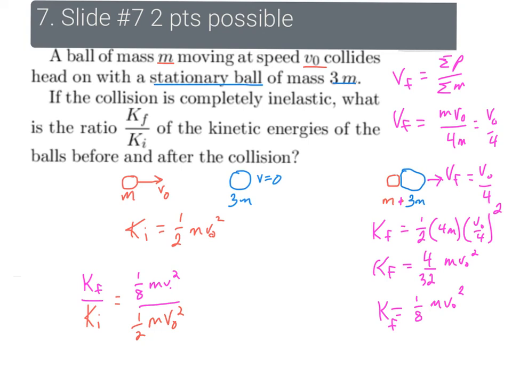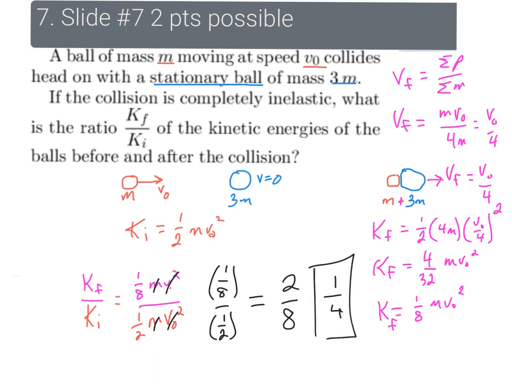Okay, so we can see fairly easily that the m's would cancel out, the v0s would cancel out, and then the only annoying thing is that we have a fraction over a fraction. So remember the trick of if you're dividing by a fraction, you can multiply by the reciprocal. So this would simplify to 2/8, and then 2/8 would simplify to 1/4. And so that would be my ratio, and it meets the standards of the final kinetic energy, the numerator being smaller than the denominator.